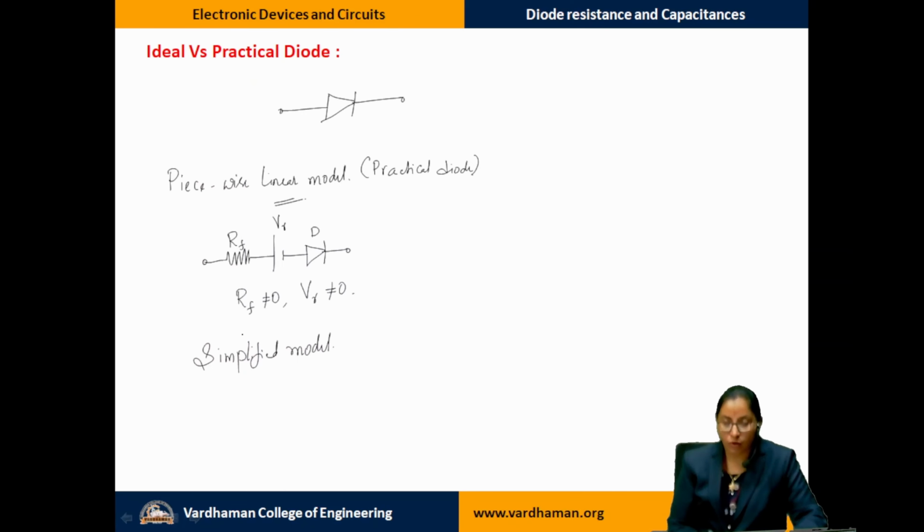So for the simplified model, when we plot it, we just ignore the resistance. Since the forward resistance is in the range of a few ohms, we can simply ignore it and take the barrier potential along with the diode direction. So this is a simplified model where I take my forward resistance to be 0. Since it is very small, it is almost taken as 0.